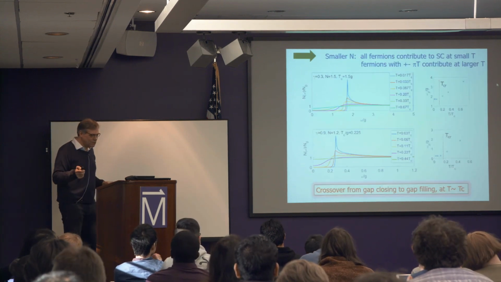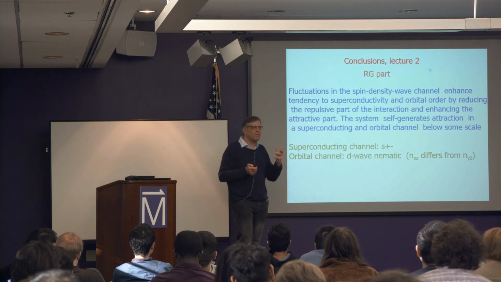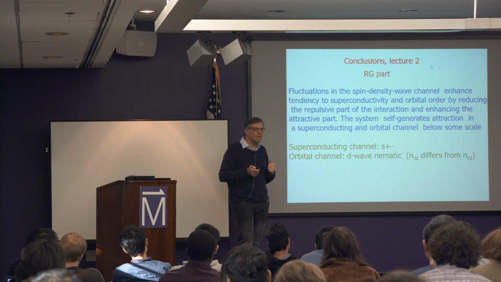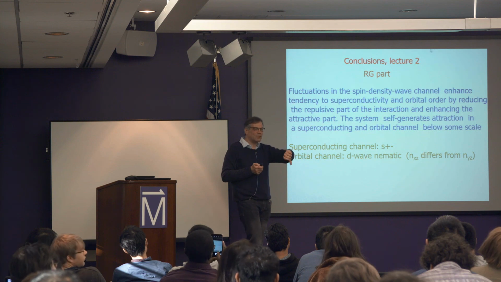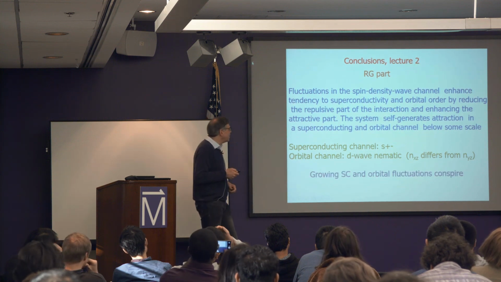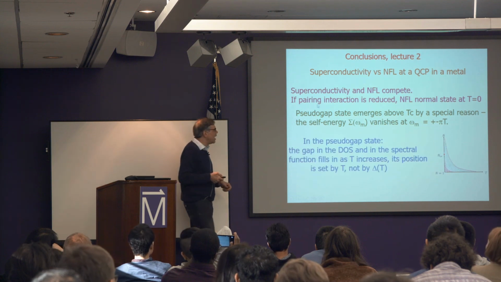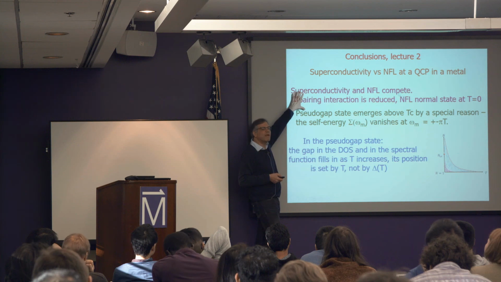Let me put conclusions here. There is a push from developing fluctuations in the spin density wave channel, which allows the system to develop attraction in the pairing channel. There is a feedback from this attraction, killing the source. And for the second part, the basic message is that we have superconductivity competing with non-Fermi liquids. This was the main message here.